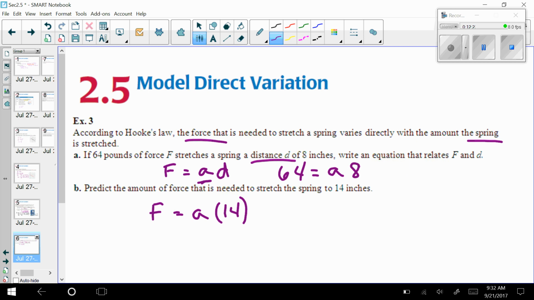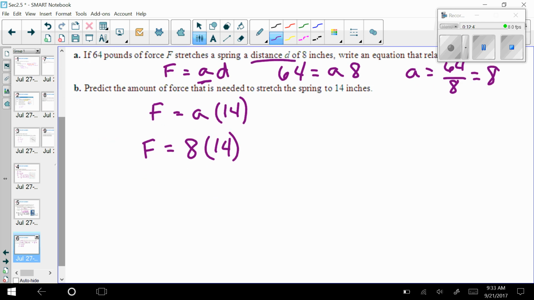We can solve for A, and we get A equals 64 divided by 8, where A is 8. So in the second one, predict the amount of force that is needed to stretch the spring 14 inches. The force equals our constant of variation times 14 inches. And then we can solve for F, and we get 112 pounds.